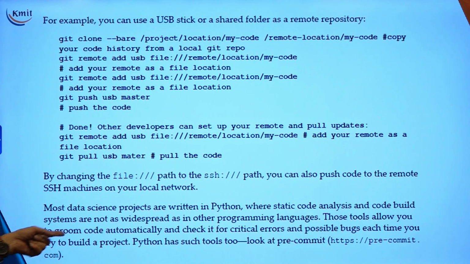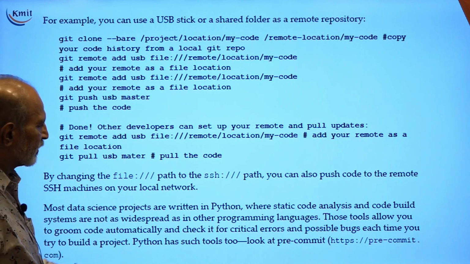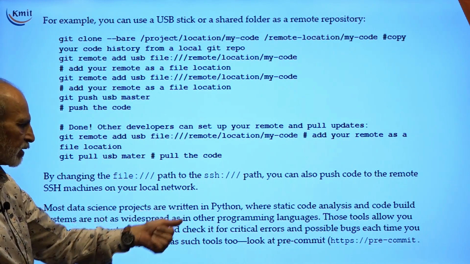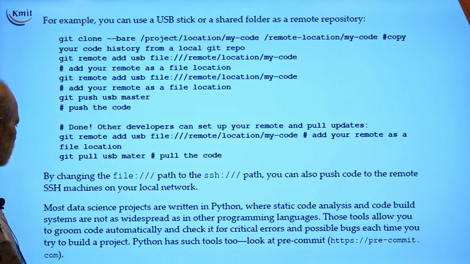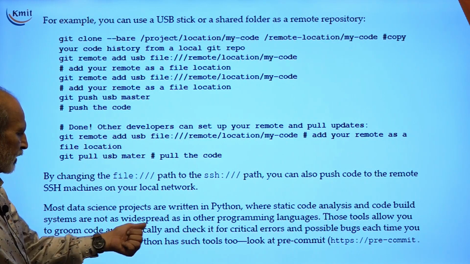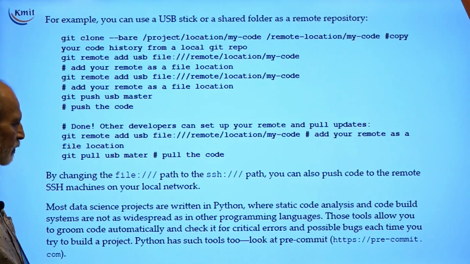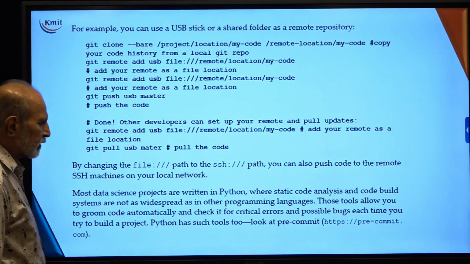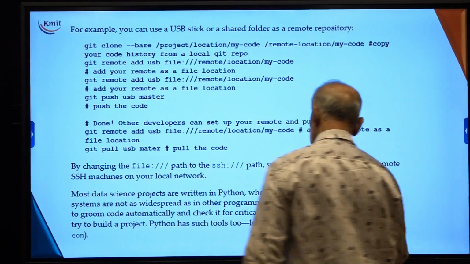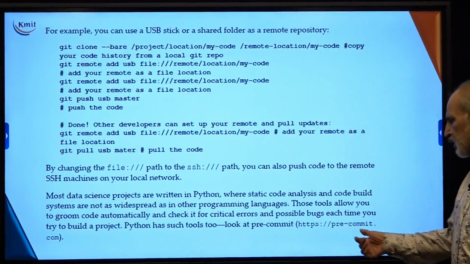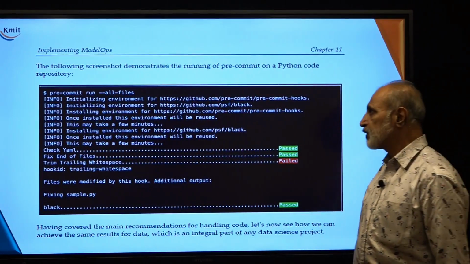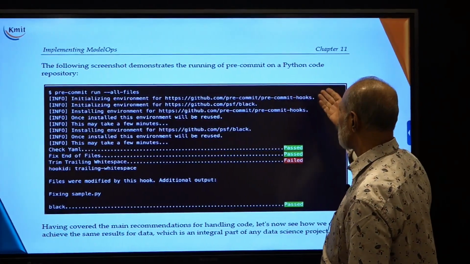Most data science projects are written using Python, where static code analysis and code build systems are not as widespread as in other programming languages. Those tools allow us to groom code automatically and catch critical errors and possible bugs in a timely manner. So you have Python, and Python has pre-commit. You can go to the website pre-commit.com and you can see the Python example. The following screenshot demonstrates the running of pre-commit on Python code.